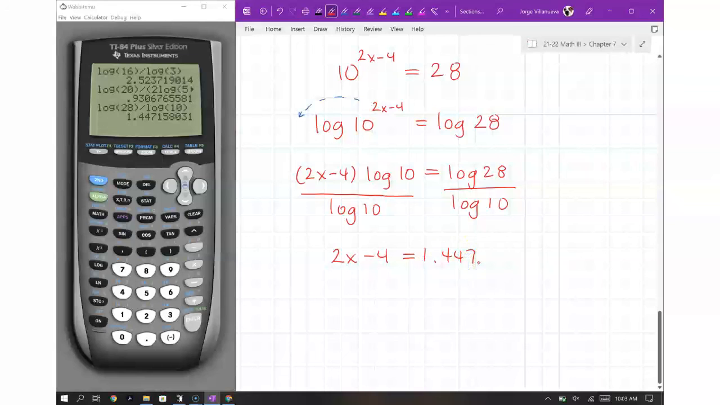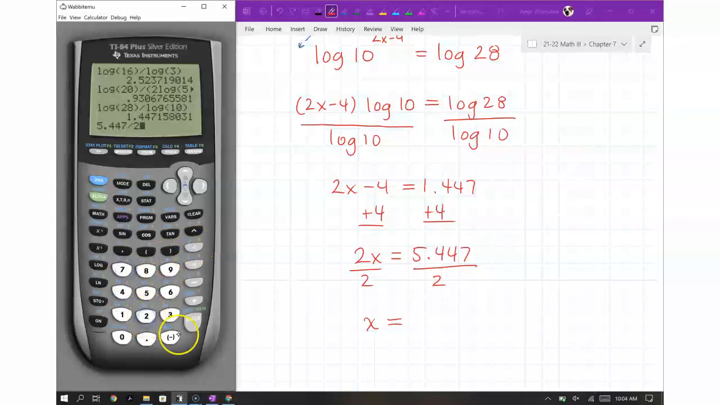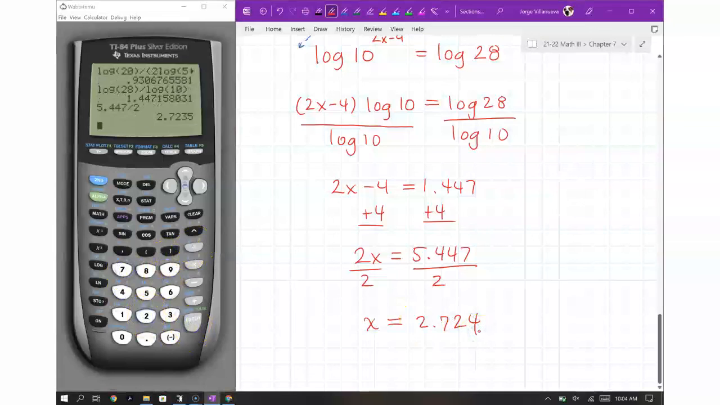And now just solve like you would a normal algebra 1 problem, right? So we have to solve for x. I have 2x minus 4. So what do I do first? Add 4. Good. So let's add 4. We get 2x equal to 5.447. What's my last step? Divide by 2. Thank you. So dividing by 2, x is 5.447 divided by 2, which is 2.724. And there's your answer.